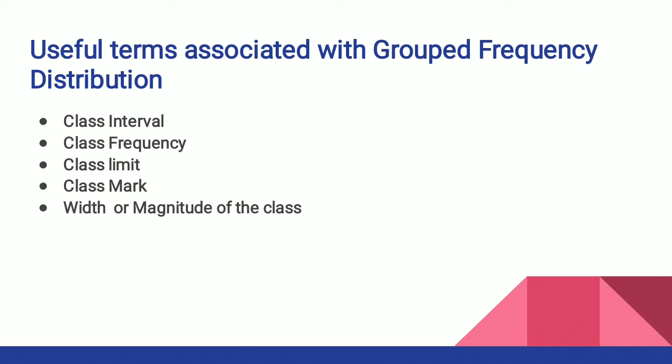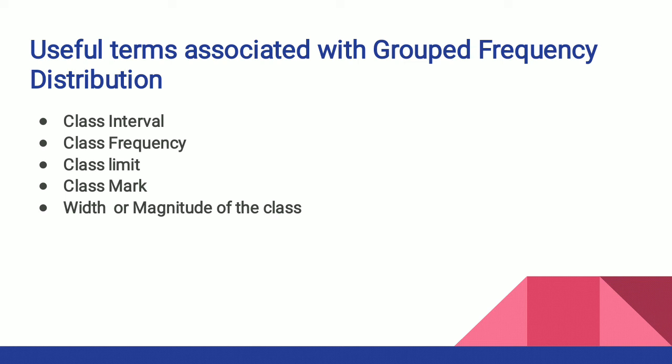Then how can we calculate the class mark? We have to write 10 plus 20. Then we have to divide it by 2. Then what is the class mark? 10 plus 20 by 2, that is 15, right? Suppose we have to calculate the class mark of 20 to 30. Then how can we calculate? We have to add 20 plus 30 divided by 2. Then what will be the formula of the class mark? It is lower limit of the class plus upper limit of the class, then divided by 2, right?